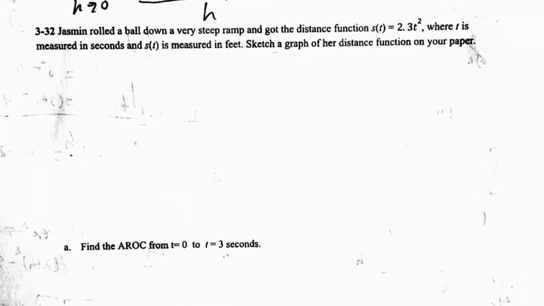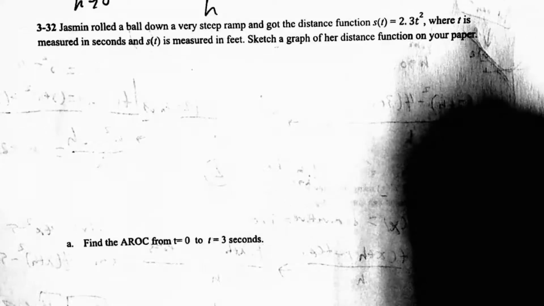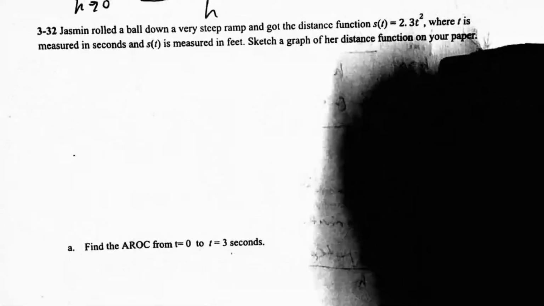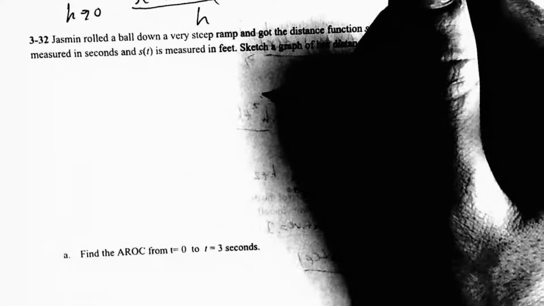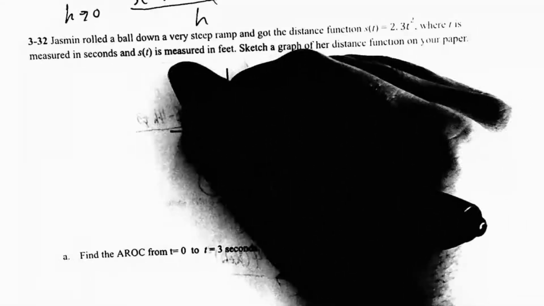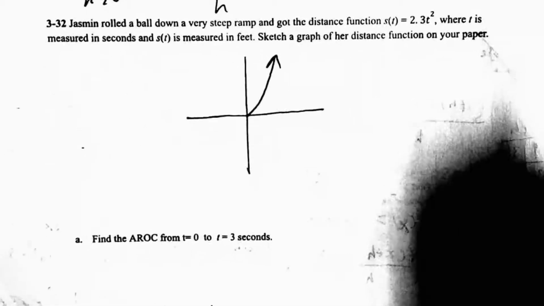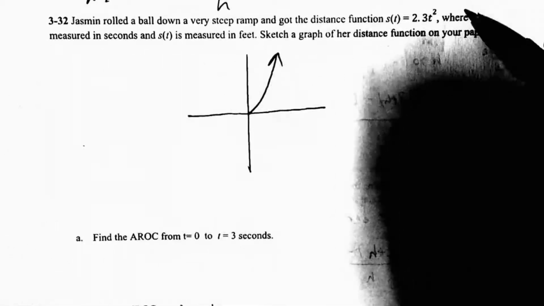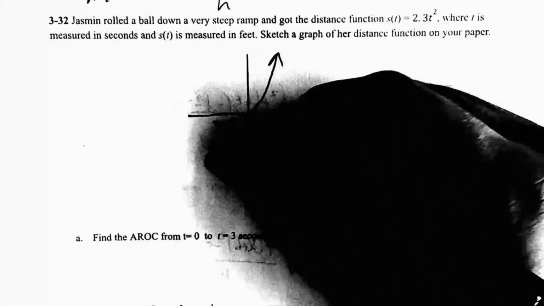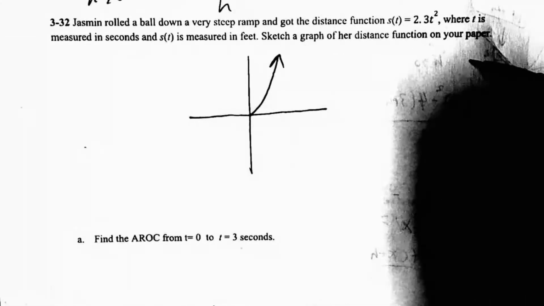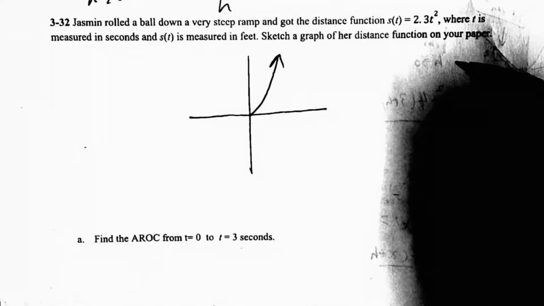Okay, last question. Jasmine rolled a ball down a steep ramp and got the distance function s of t equals 2.3 t squared, where t is measured in seconds and s of t is measured in feet. Sketch a graph. It's going to be something like this. You can go in Desmos and be more specific, but this is the gist of it. Time is only positive, we don't have negative time, so it's just an upward quadratic like that.